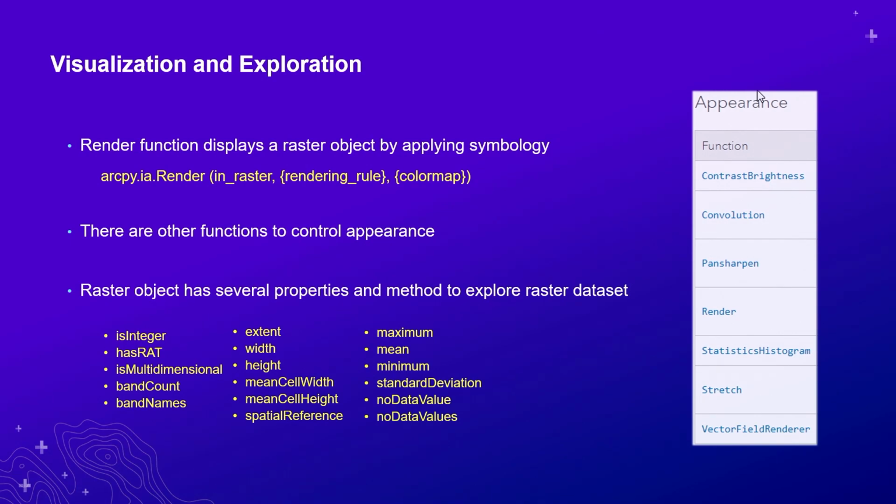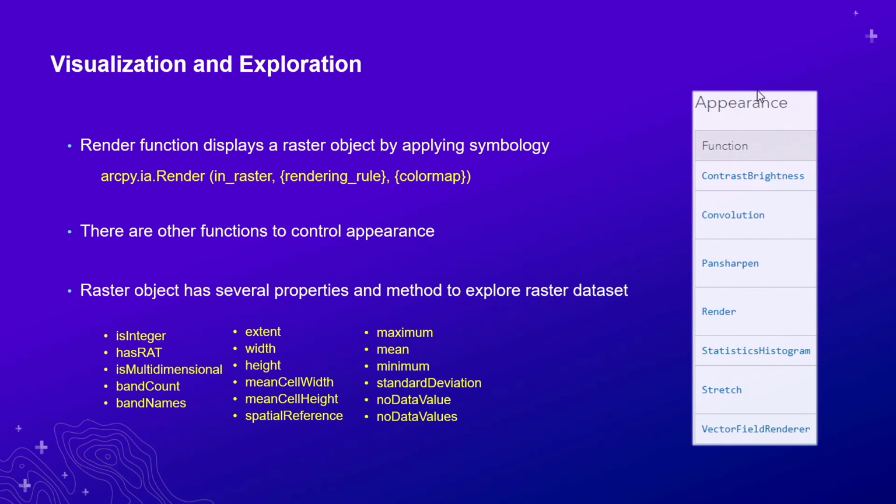Once you look at it, you want to know a lot more about your raster dataset, and how do you do that? You go to your properties and explore some information. Okay, is it integer or is it floating point? Is it multidimensional or not? How many bands do we have? So you have methods and properties for that.